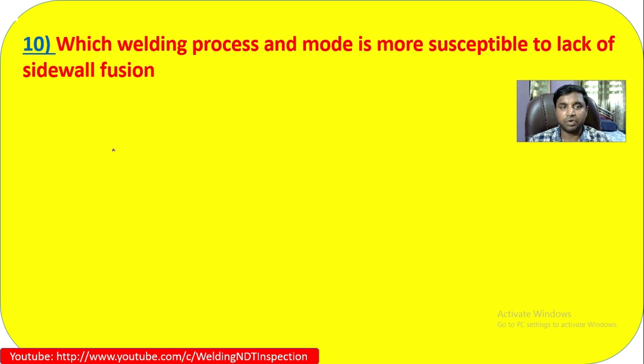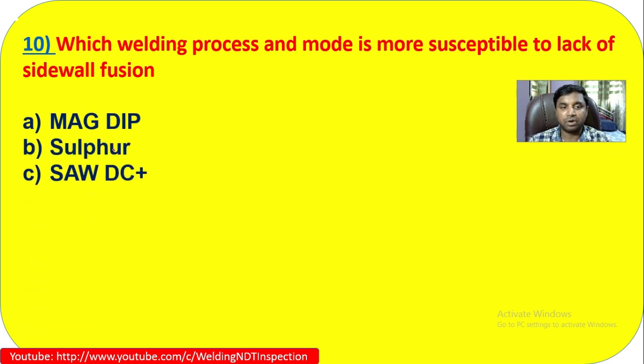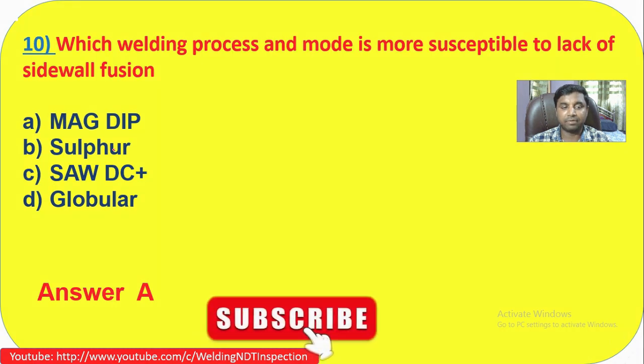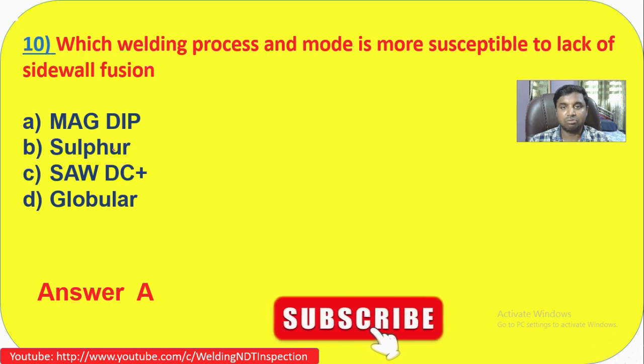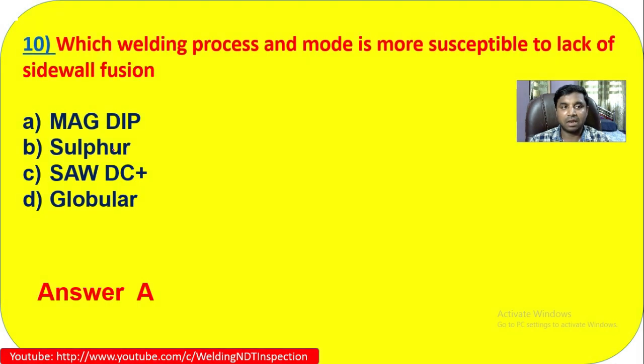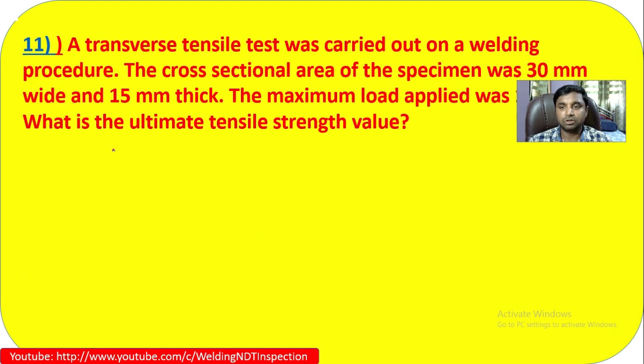Question number 10, which welding process and mode is more susceptible to lack of sidewall fusion? Mag dip, SAW DC positive and globular. Answer A, mag dip, metal active gas dip transfer. If you see, this one is more susceptible to lack of sidewall fusion. Question number 11 is a very important question.